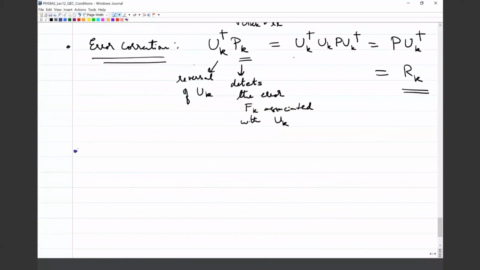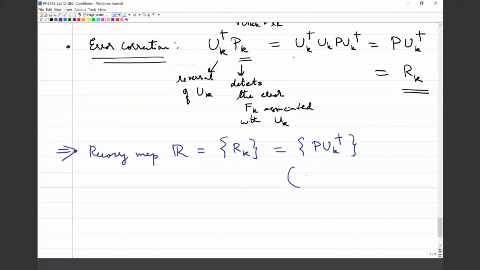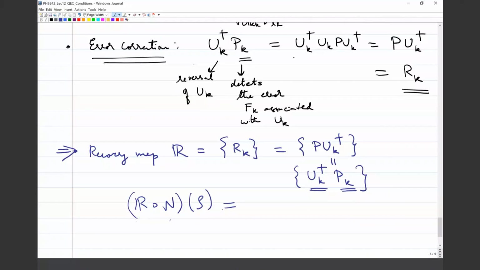so putting it all together, I have a recovery map R, which has Krauss operators RK, which are nothing but PUK dagger, and these actually came from doing this sequence. First a projection, then the unitary reversal. So this is the same thing actually, right? And now I need to show that if I do this combination of noise followed by this particular recovery operator, I should get back the original state. So do I get it back?